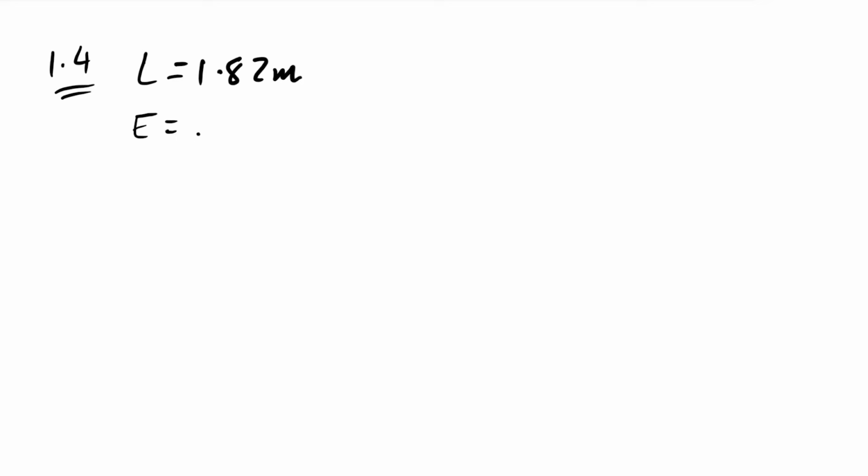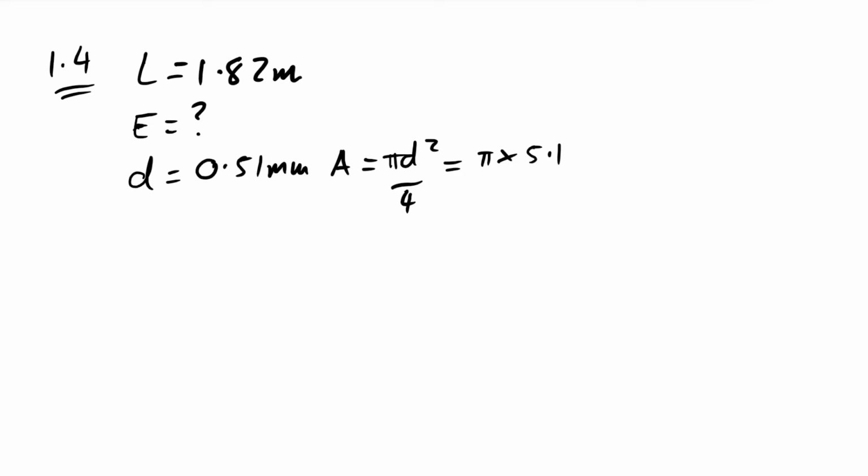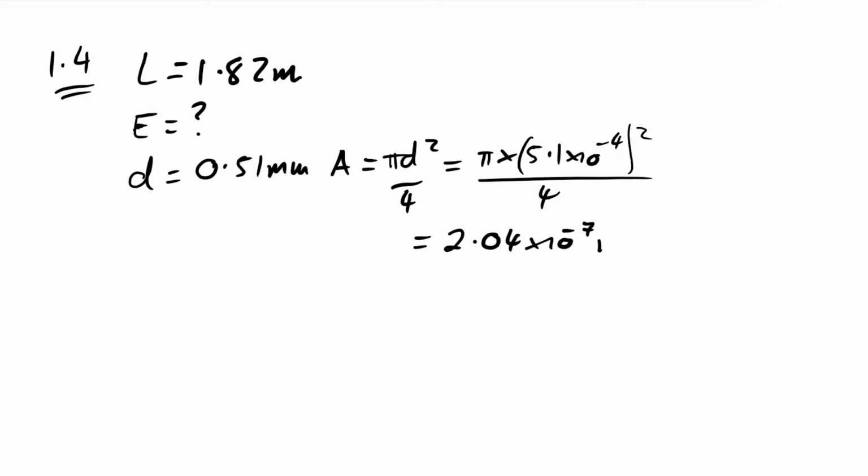All right, we've been given the original length of the wire, 1.82 meters. We're being asked to find the Young modulus. We know the diameter, 0.51 millimeters. We can find the area from that. Let's do that right now. Area is equal to pi d squared over 4. So that's pi times 5.1 times 10 to the minus 4. If you did 0.51 times 10 to the minus 3, that would be okay as well. And that gives us a cross-sectional area of 2.04 times 10 to the minus 7 meters squared. Has to be in meters squared.